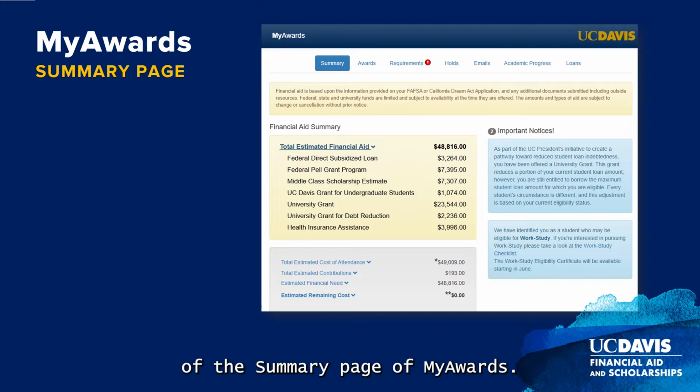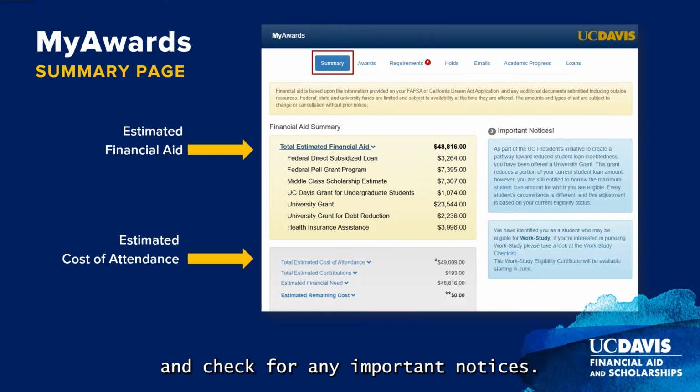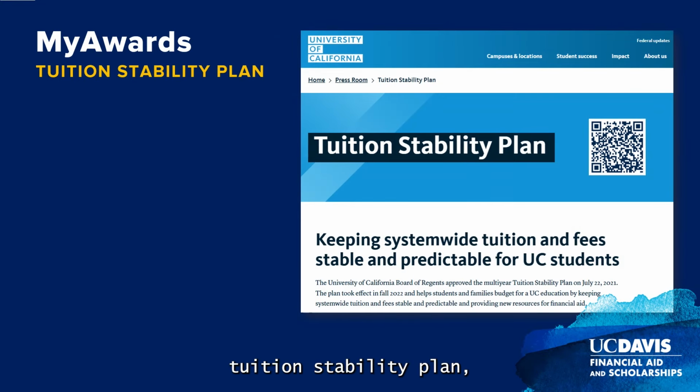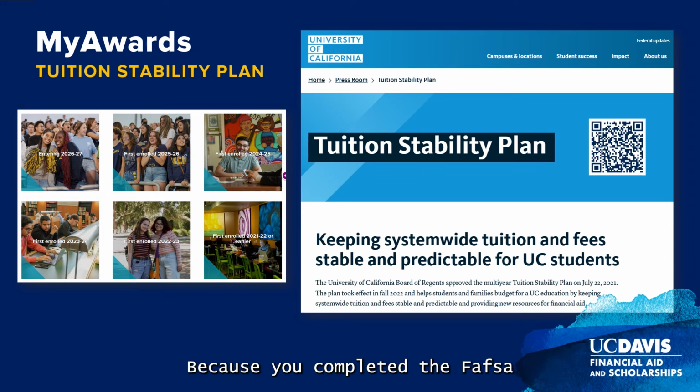Here we have an example of the summary page of My Awards. This is where you can view your estimated financial aid, confirm that you have the correct housing option, view your estimated cost of attendance, and check for any important notices. Remember, with the Tuition Stability Plan, your system-wide tuition and fees will stay the same for up to 6 years, beginning with your first enrolled term. Because you completed the FAFSA or CADA, you'll automatically be considered for grants.